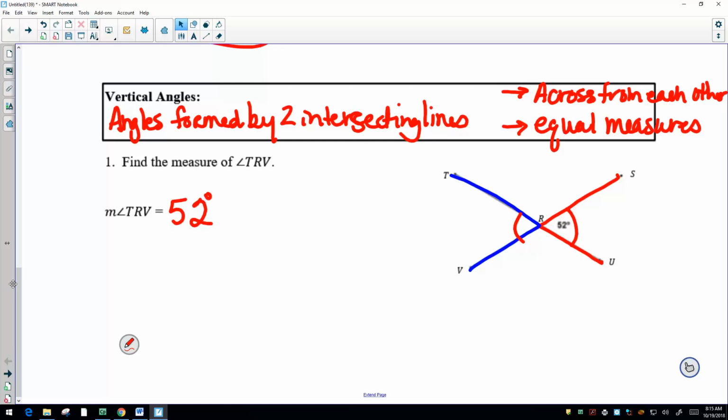So again, I'm looking for those intersecting lines. If I find the lines that I have here, this line or line segment is intersecting with this line or line segment, so I know that those are forming vertical angles. In the same sense, I know that the other two angles on the top and on the bottom across from each other, also vertical angles, also equal in measure.